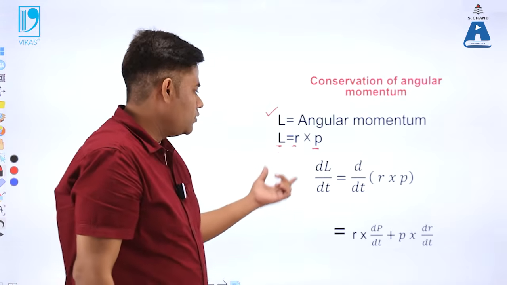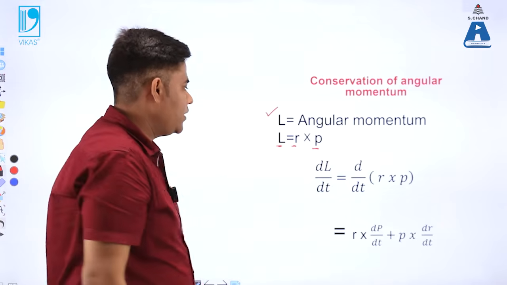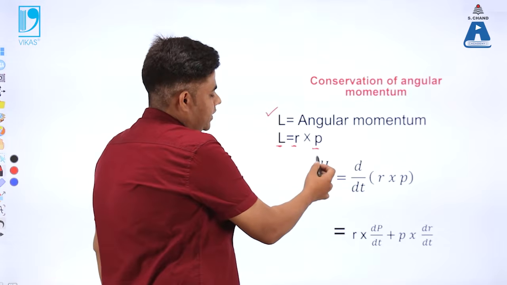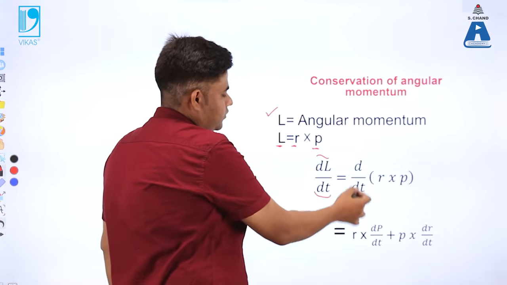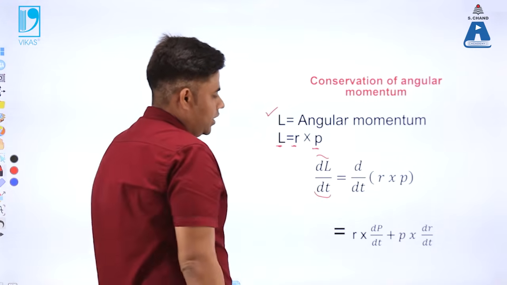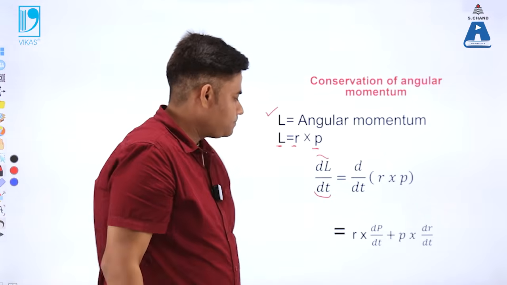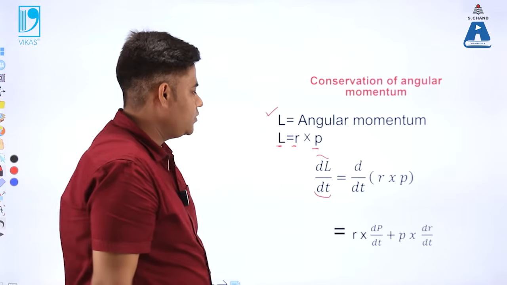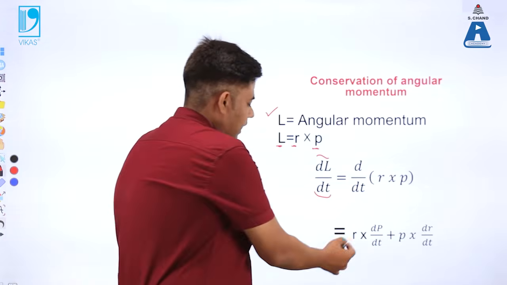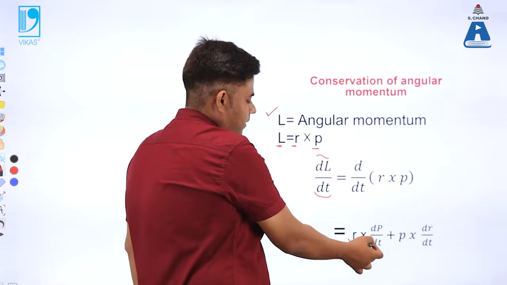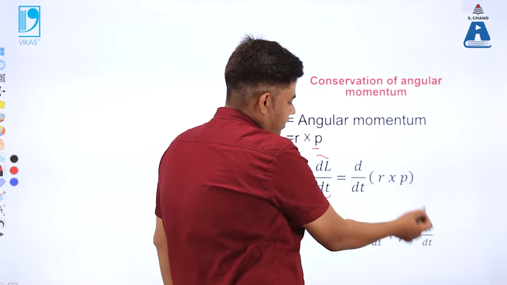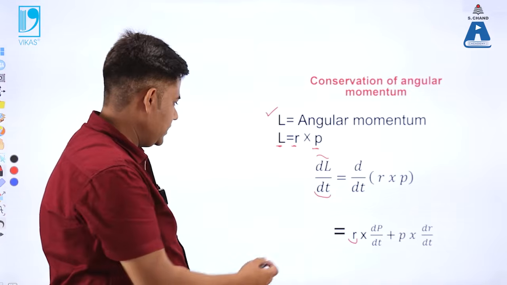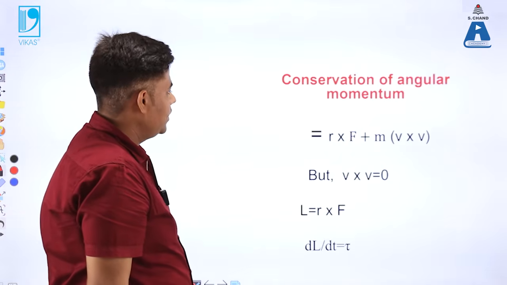So how to do that? I need to differentiate the same expression. When I differentiate it with respect to time, I will get dL by dt, which is equal to d by dt of r cross p. This would be elaborated in terms of the product rule: r remains the same, dp by dt, plus p remains the same, dr by dt, and the cross remains as it is in this expression.